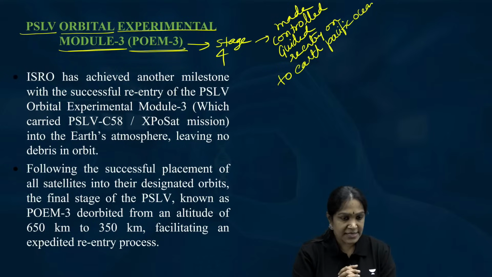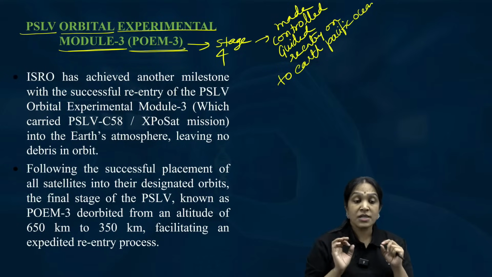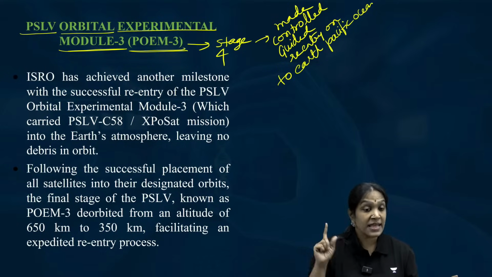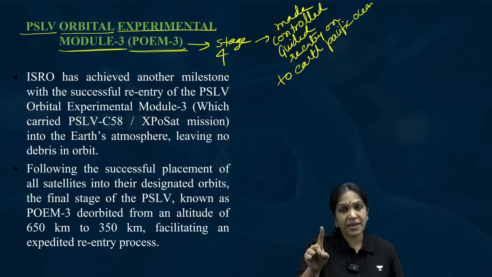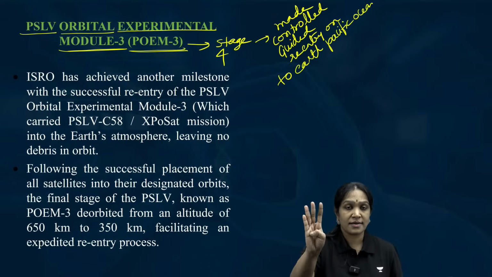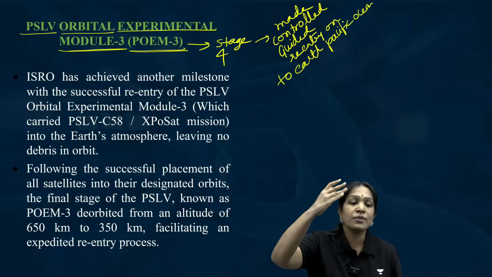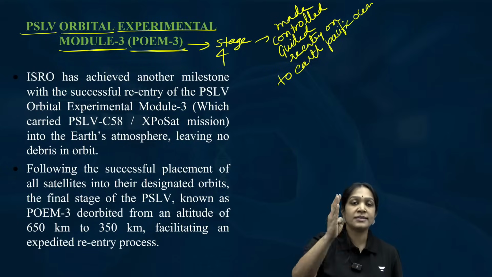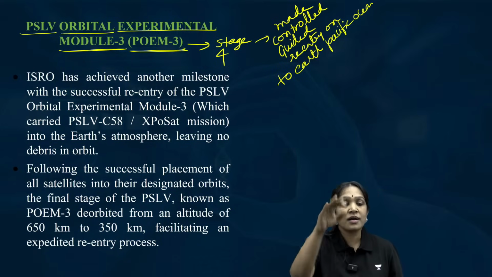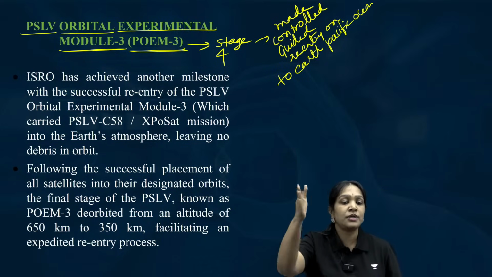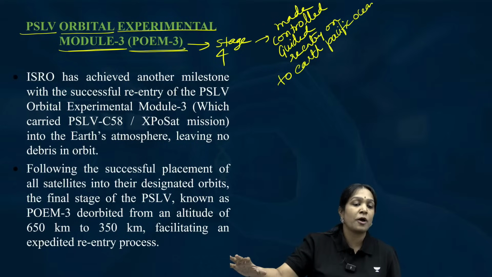Is it clear? And also it should not be left in the space, because if it is left in the space, it will become the space junk. If it is just made to enter onto the earth, it may cause accidents and casualties. So what we have to do? A controlled re-entry into a place where human beings and property are not there.